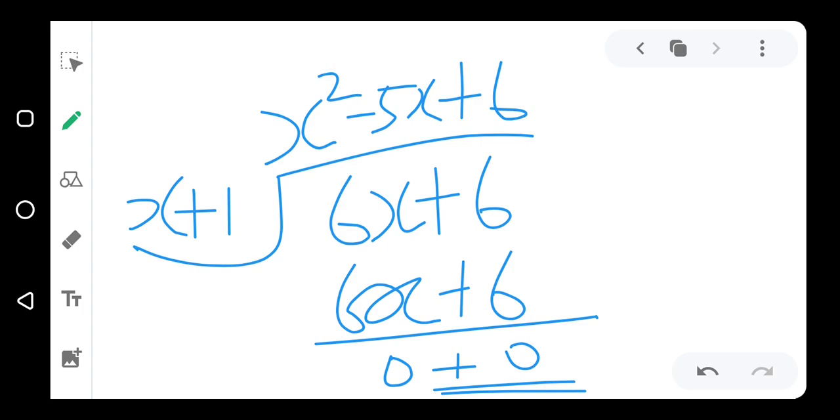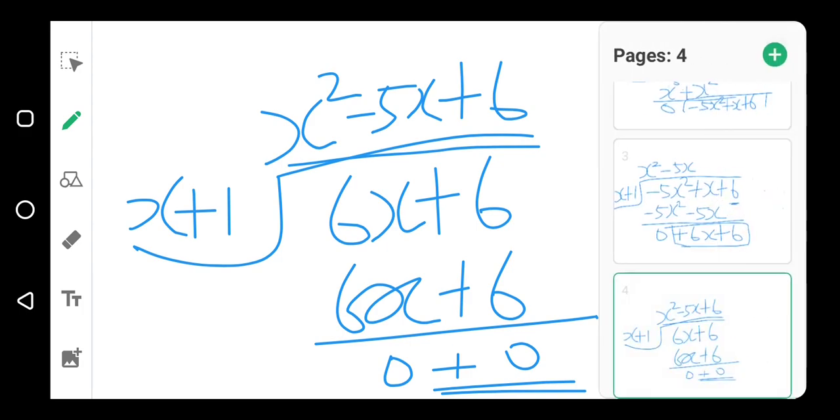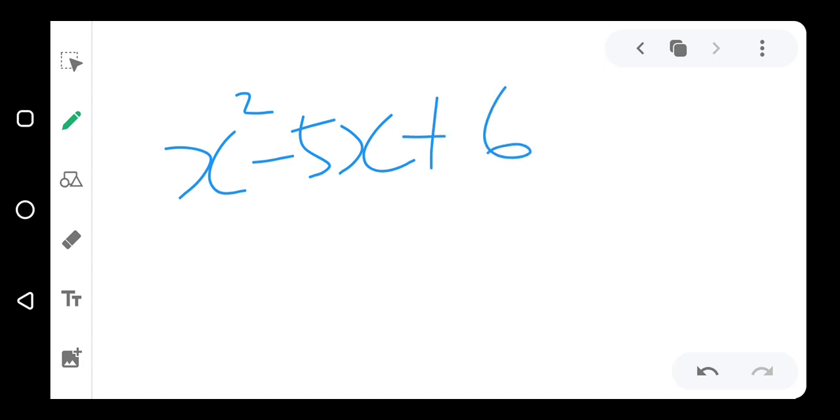Now, for us to get the other factors, we take the quotient. This quotient gave us another polynomial, and we can factorize it. This is a quadratic equation, which we can easily factorize. When we factorize it, we get the other factors. So we have the quotient as x raised to the power 2 minus 5x plus 6.